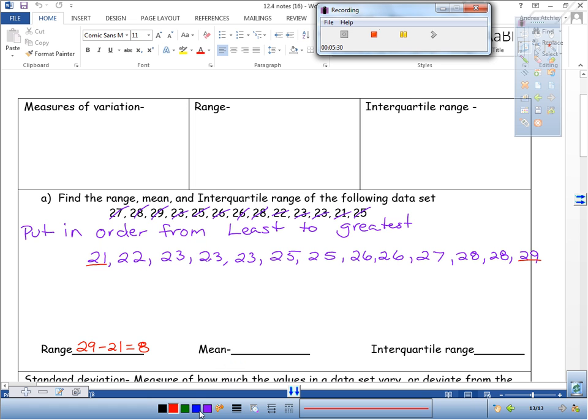Does that mean then we want to add up all the numbers? So everyone add up all those numbers. So we just add them all up.